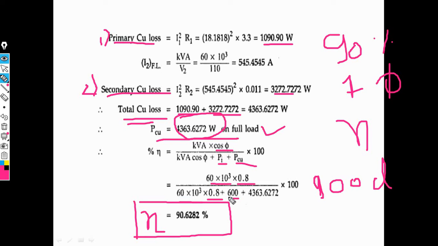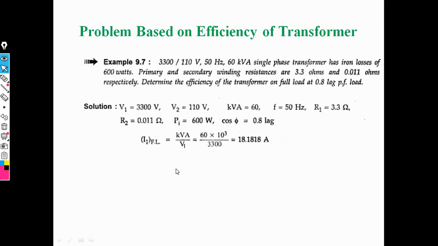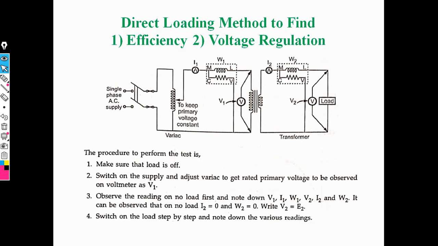Okay, now this is the problem based on efficiency of transformer. Here we have to calculate percentage efficiency. Now the next point is the direct loading method. Here in the direct loading method, we need to calculate first the efficiency and second the voltage regulation. Okay, now here this is the transformer.